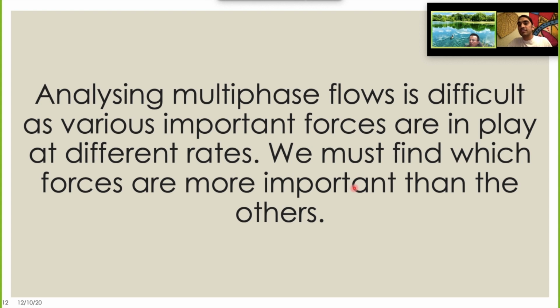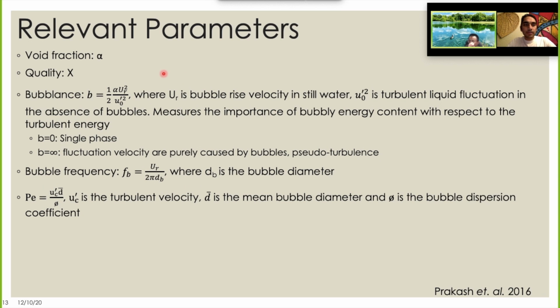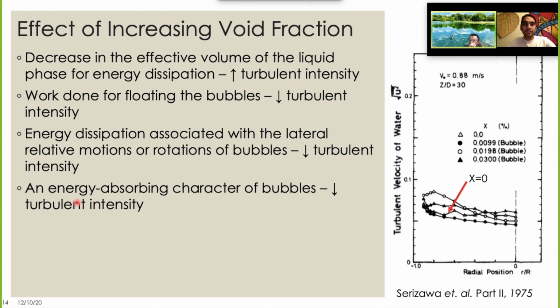So we must find which forces are more important than the others and see how basically the energy cascades from larger scales to smaller scales to be able to understand the flow better. So some of the various relevant parameters here are basically alpha, which represents void fraction. In some papers, quality is also used, that we all know from thermodynamics. There's also a bubblance parameter given as this, which represents the importance of bubble energy content with respect to the turbulent energy. There's also bubble frequency, and then we have the Peclet number, which represents the ratio of the advection to dispersion. And I'll come to this a little bit later.